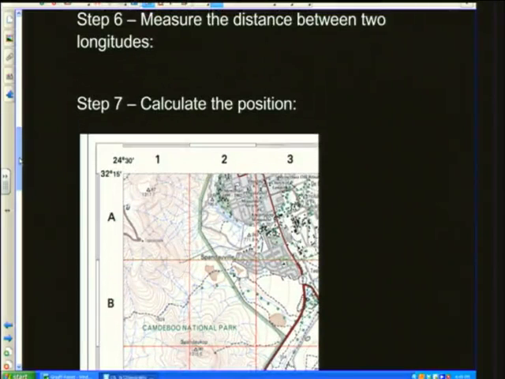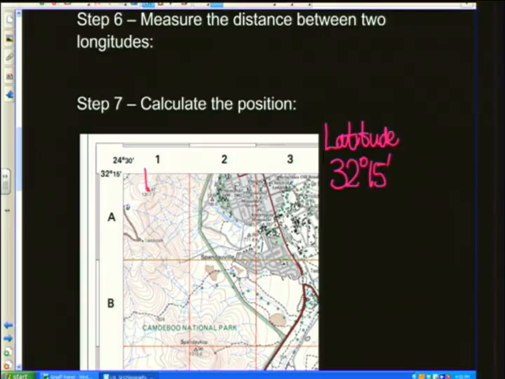So firstly, for trig beacon 87, I would have to draw a line from that point to the top line of latitude. Note in this example, the latitude is 32 degrees and 15 minutes. Let's look at the longitude from the point to the line to the left. And in this example, note your line of longitude is 24 degrees and 30 minutes.